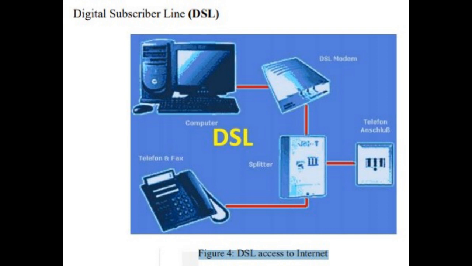Digital Subscriber Line, DSL. Figure 4. DSL access to Internet. Look at the screen. DSL is used for transmitting information at fast speed using the existing telephone lines. The user can use both telephone and computer data transmission at the same time over the same line.